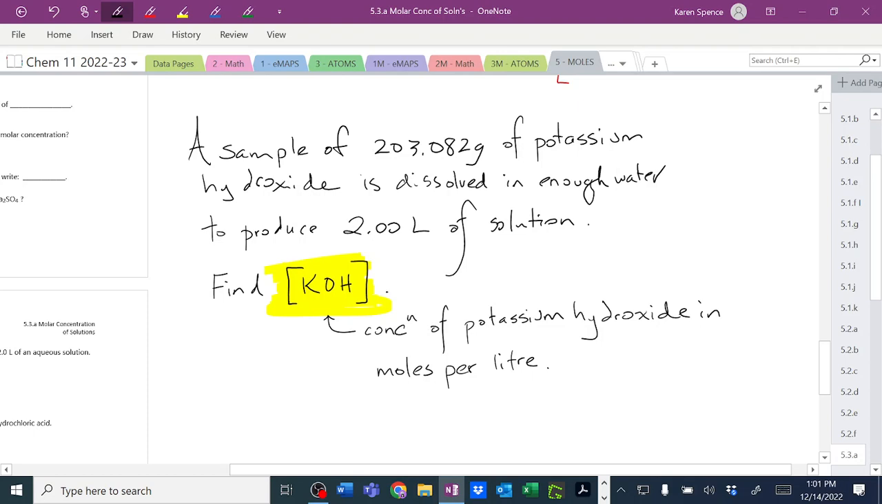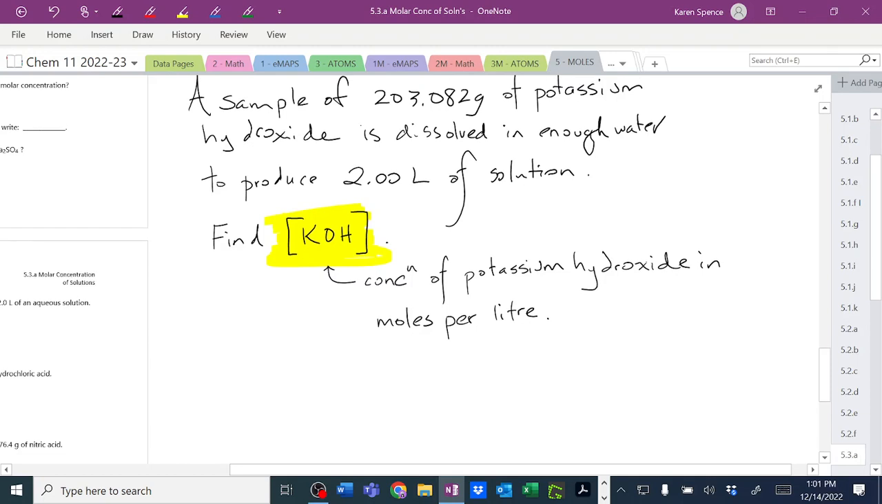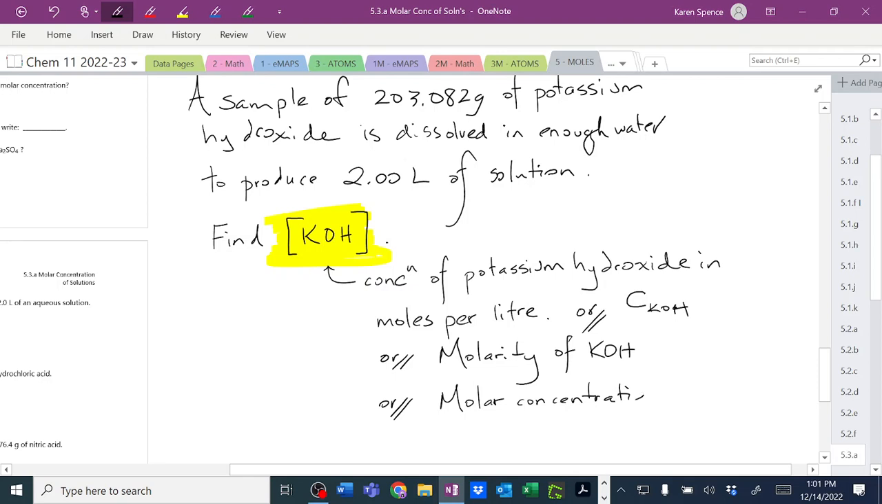So that means concentration of potassium hydroxide in moles per liter. What's another way we could write that? C subscript KOH, or molarity of KOH, or molar concentration of KOH.